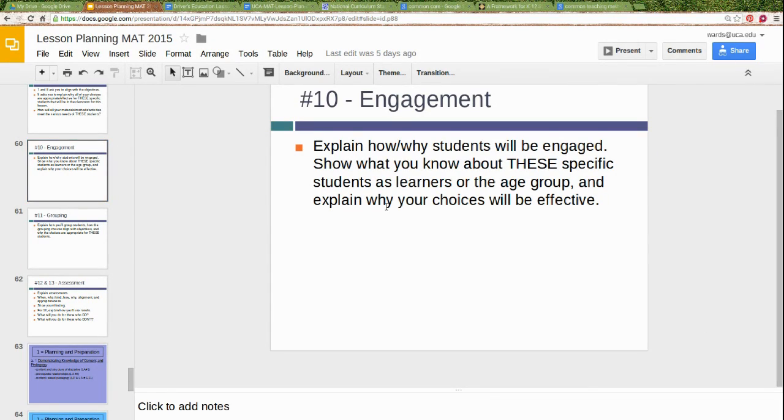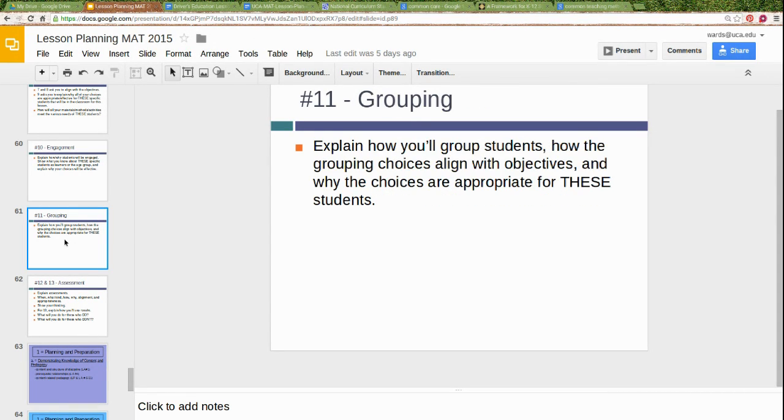We're on number 10 on the lesson analysis, and we're talking about how will you engage students. So here's a slide that gives you a little push on number 10. Number 11 asks you to explain how students will be grouped throughout the lesson and for you to explain why you made those choices.